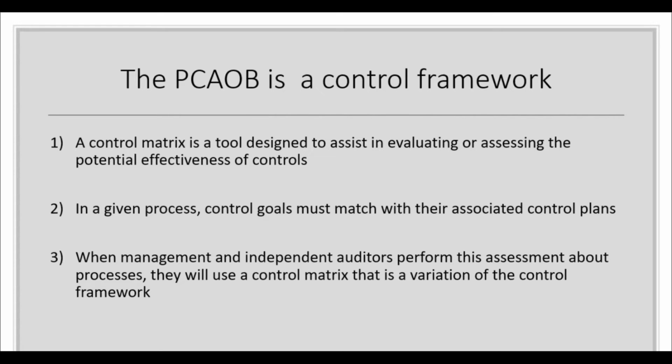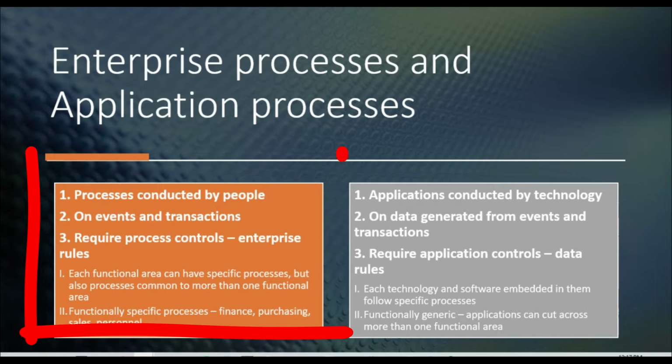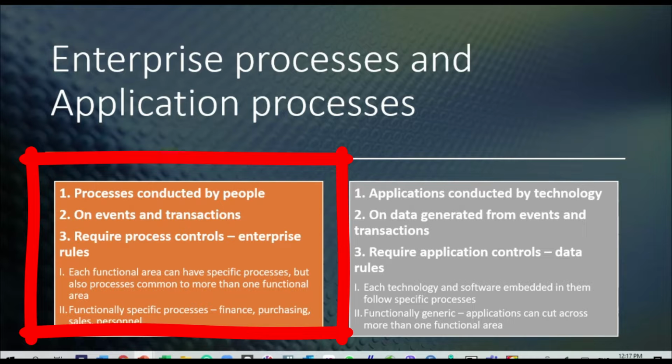But this control matrix is a template and could be varied depending on the control framework of the enterprise. So there are enterprise or business processes, there are application processes. The enterprise processes are conducted by people on events and transactions. They require process controls. They follow enterprise rules.